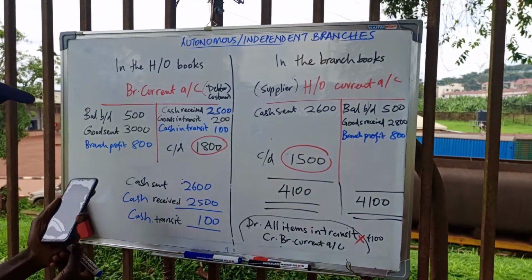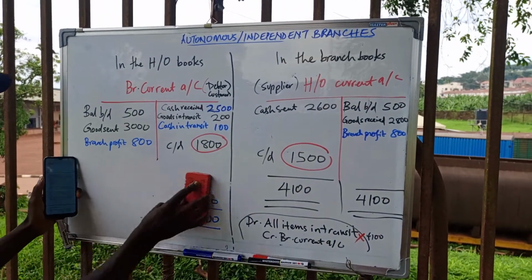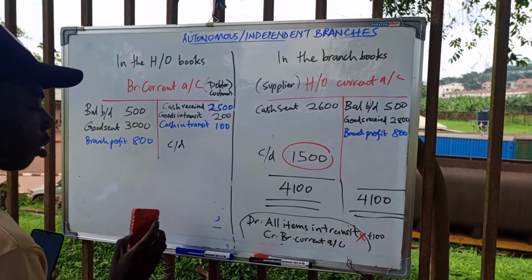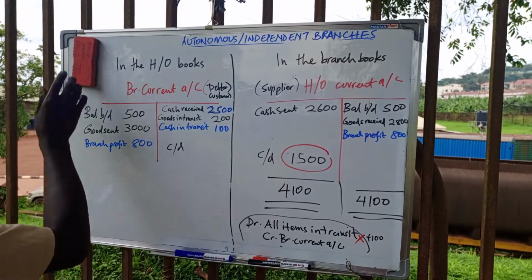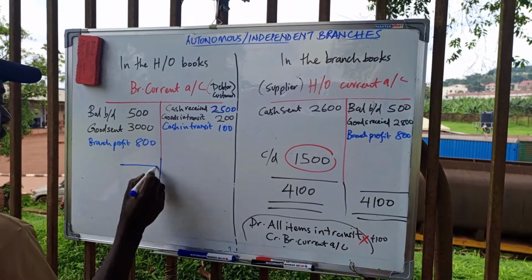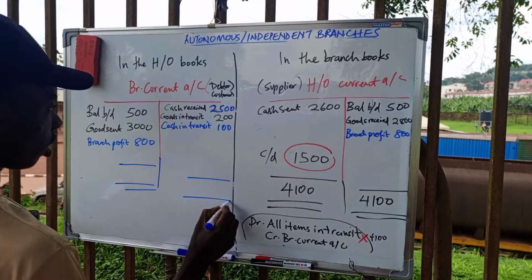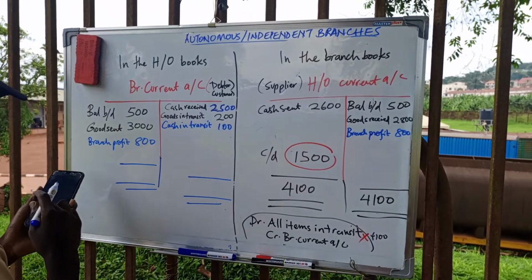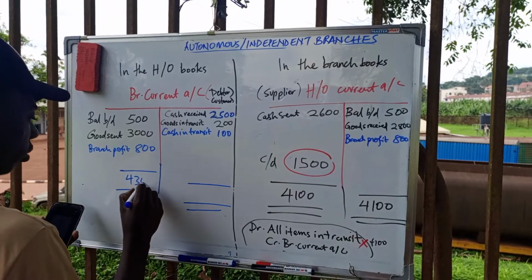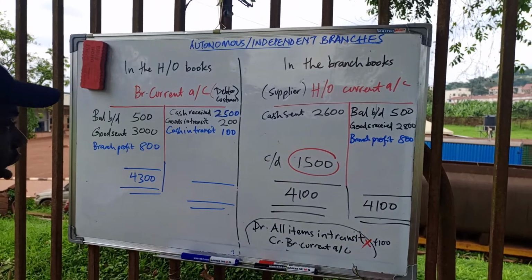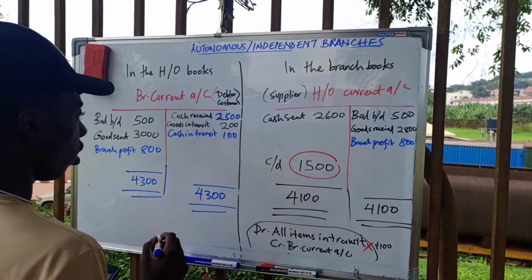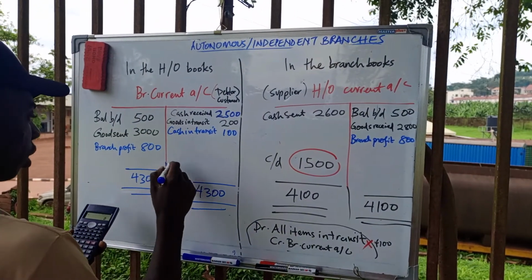So when you check the question, I think items in transit are done. So it means now you can rebalance this account and get the new closing balance and see whether it will reconcile with this one of the head office current account. So I balance off this side and this side. Still this side is greater, and we're getting the total as 4,300. So 4,300 still here.